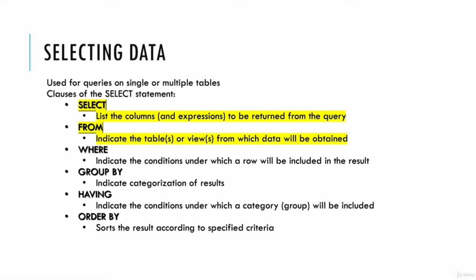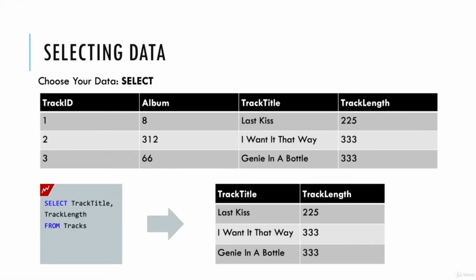later. So let's take a real life example from our handy dandy database here. This is the track table. So at the top, that large table is the track table. You can see we have 4 columns: track ID, album, track title, and track length. And what we want to do is just bring back the track title and the track length.